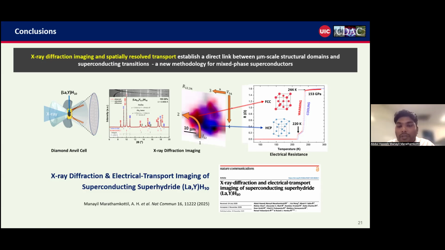And we have shown that when transport is unavailable, infrared reflectivity through the diamond anvil is a viable path to probing the superconducting state. Together, these two methods represent a meaningful step forward in our experimental toolkit for studying these materials under extreme conditions. The LaH10 work is published open access in Nature Communications. You can see the reference here. I hope you can go through it and get the full story of what I went through today.